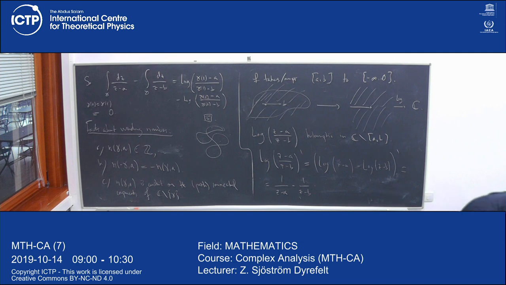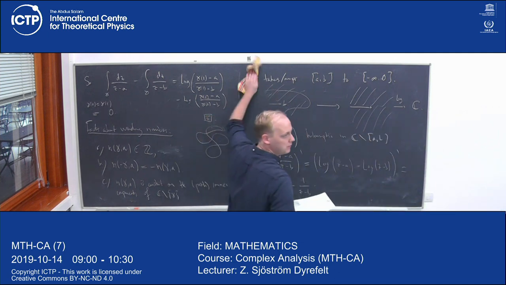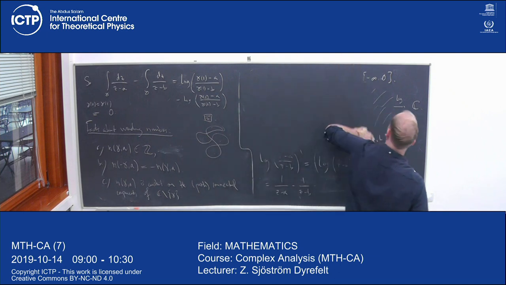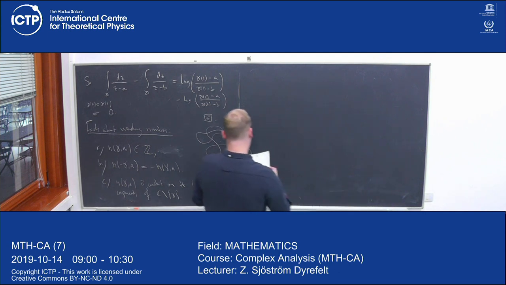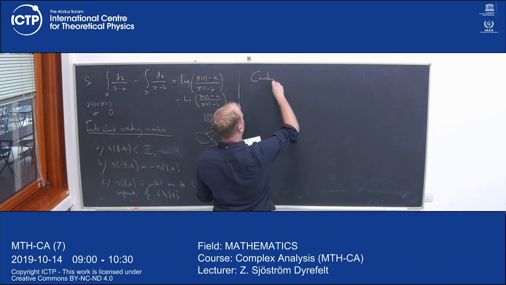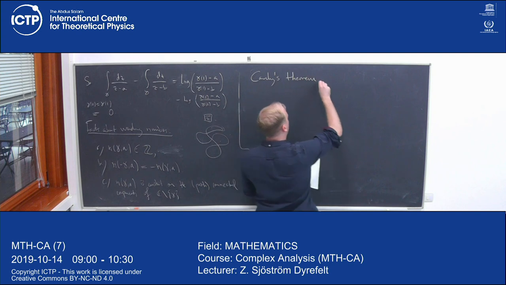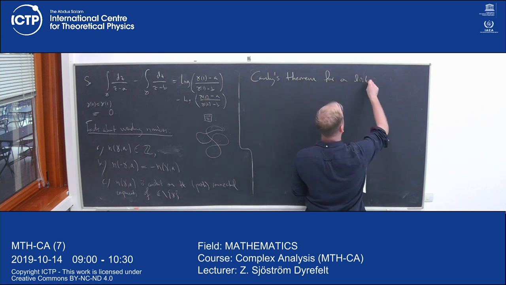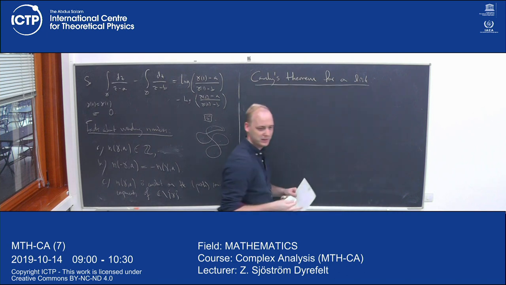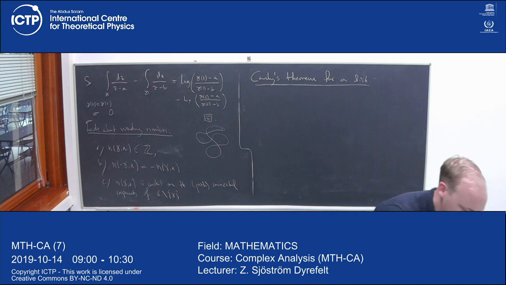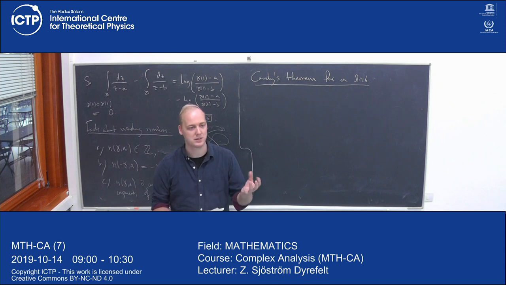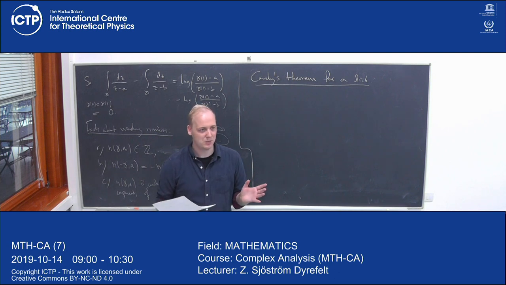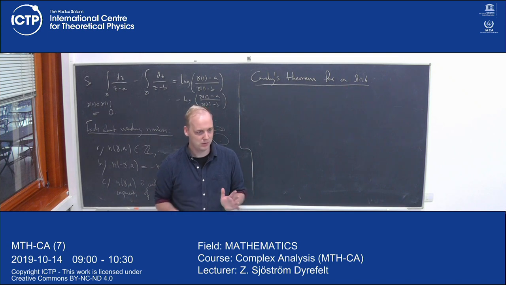Now, where have we gotten to? Now we have gotten to Cauchy's theorem. This is the way that this theory is constructed. Cauchy's theorem says that if you integrate an analytic function along a closed path, then the integral must be zero. Everybody has heard this result many times, but what about the proof? How do we prove these statements?